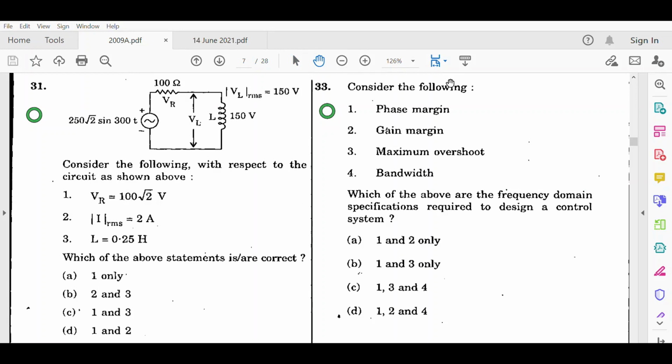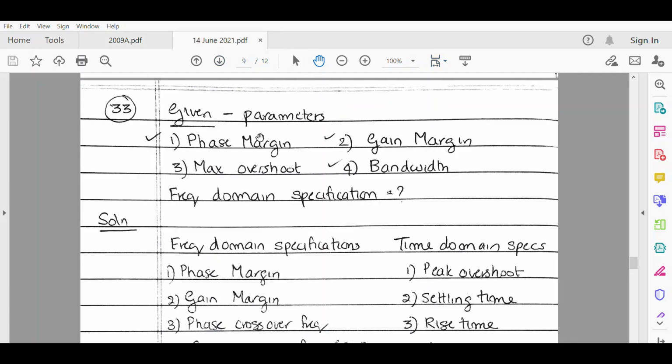Now let us see the 33rd question. Consider the following: phase margin, gain margin, maximum overshoot, bandwidth. Four parameters have been given. Which of the above are the frequency domain specifications required to design a control system? They have asked us which of them are frequency domain specifications required for control system design.